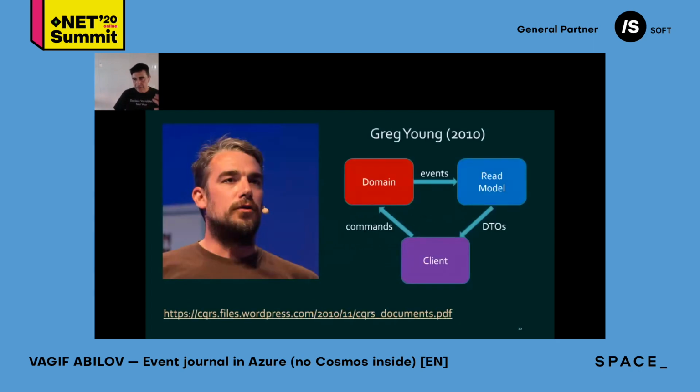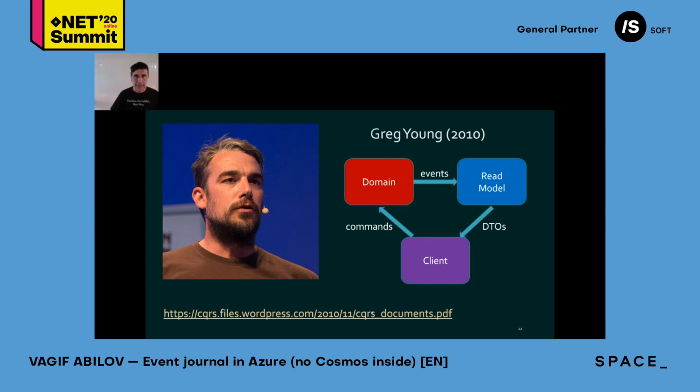And the term CQRS was coined by Greg Young around 2010, and he had a great description about CQRS. He was supposed to write a book about that. It was even announced on Amazon, but he didn't complete the book, but he wrote another book about versioning events, which I think was self-published. So you will find it, and it's recommended.